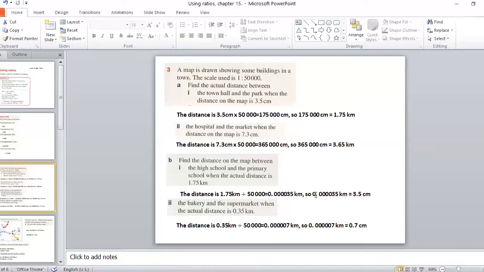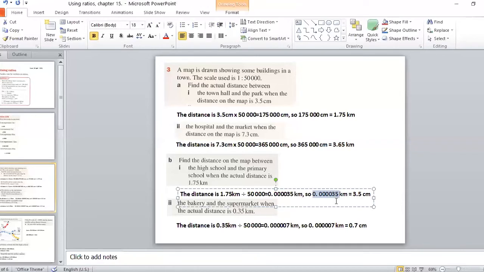That's why this decimal number has been multiplied by the fifth power of 10 in order to give us 3.5 centimeters. And this is the length or the distance shown on the map between the high school and the primary school. Pay attention carefully even to the decimal point, how it has been moved. We mentioned the fifth power of 10. It will be moved 5 steps to its right-hand side. 1, 2, 3, 4, 5. Here it comes after 3.